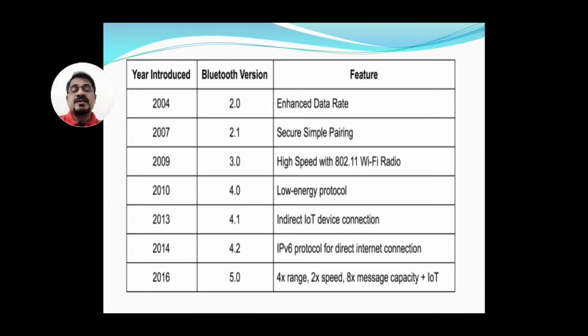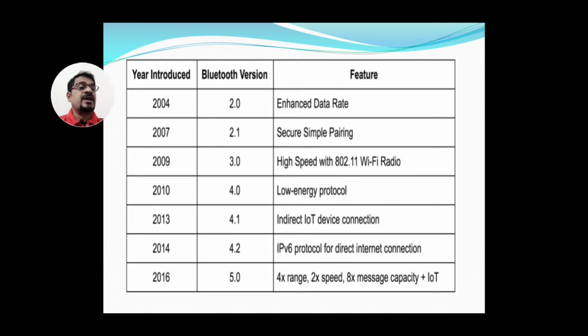As I said, in 1999 Bluetooth version 1 evolved, and then Bluetooth version 2 in 2004, which was enhanced data rate, a 3 Mbps data rate, and then 2.1 in the year 2007, which had secure simple pairing. So they introduced some security mechanisms for Bluetooth. Then in 2009, version 3 came with high speed, using the same radio we usually use in WLAN, but the data rate was tremendously increased when compared to Bluetooth version 1 and 2.